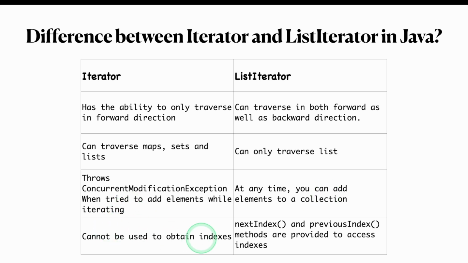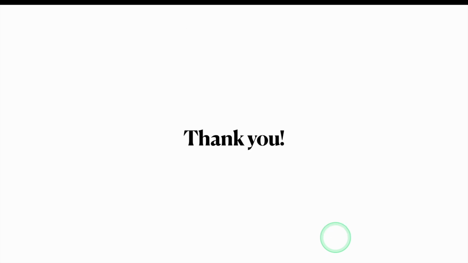Iterator cannot be used to obtain indexes, because you can also traverse sets and maps, which store unordered data, right? So it doesn't make sense to obtain indexes. But in a list, of course, it makes sense. So nextIndex and previousIndex are the methods provided to access indexes. So guys, that was all about the basic questions related to collections.